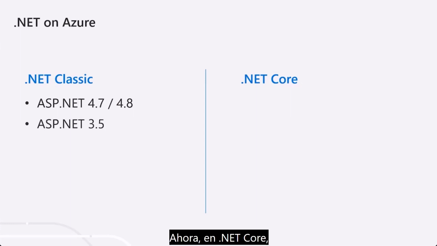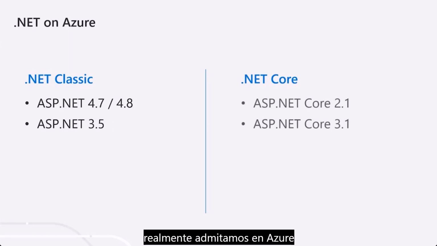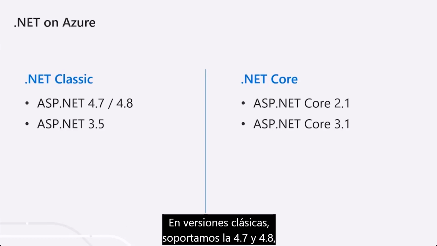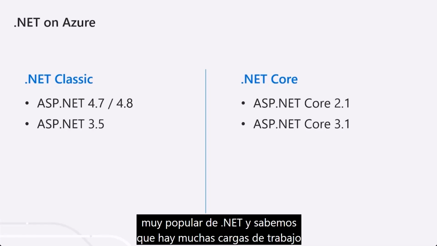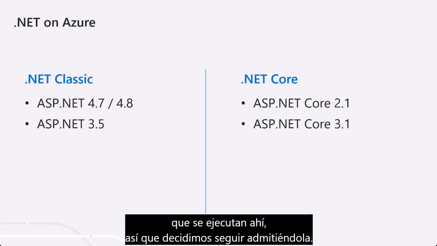Now, on .NET Core, we actually support on Azure ASP.NET Core 2.1 and 3.1, so the latest versions always. On the classic side, we do support 4.7 and 4.8, but we also support 3.5 because, again, this was a very, very popular version of .NET, and we know that there are a lot of workloads out there which run that. So we decided to still support that.